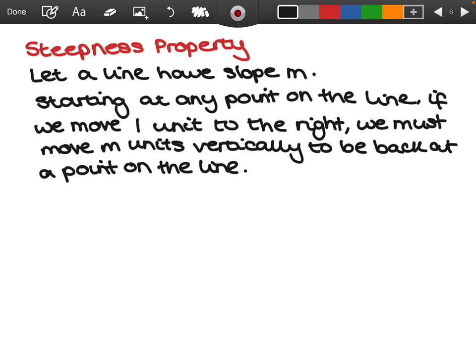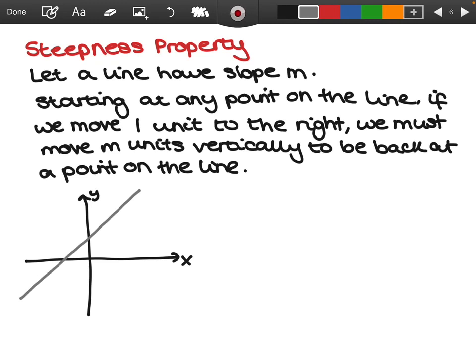Why is that? If I do a quick sketch here, you will always find that a line with positive slope will rise as you go from left to right. So a line with positive slope will look something like that. This is just a random sketch of a line, but that line will have positive slope. It rises as you go from left to right on the graph. So we know here that m is positive.